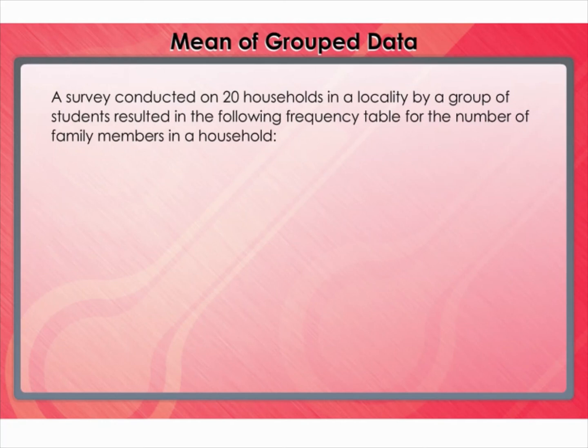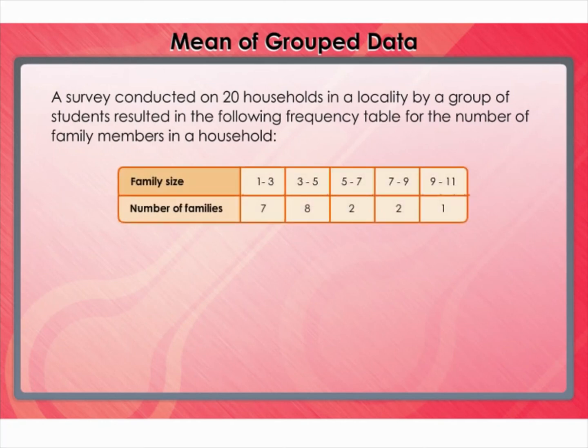A survey conducted on 20 households in a locality by a group of students resulted in the following frequency table for the number of family members in a household. Find the mode of the data.